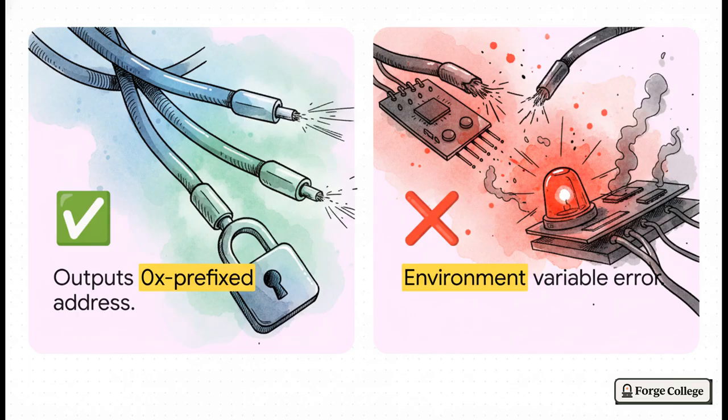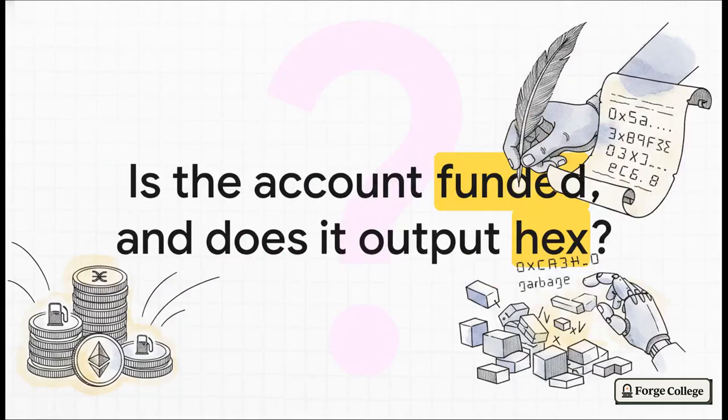But if it fails, you'll likely get hit with a giant error complaining about environment variables. If that happens, no panic. Just go check that your .env file is named correctly and is sitting in the right folder on your workbench. Next up, Diagnostics 2 and 3. Is the account funded, and does the script output the signed hex?